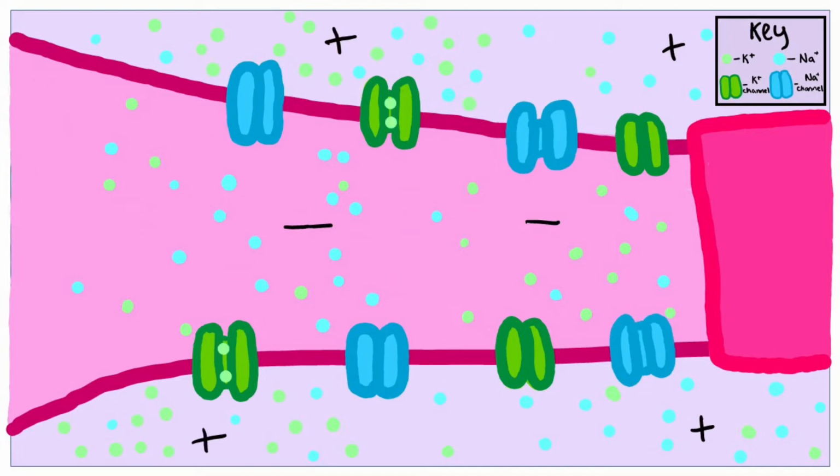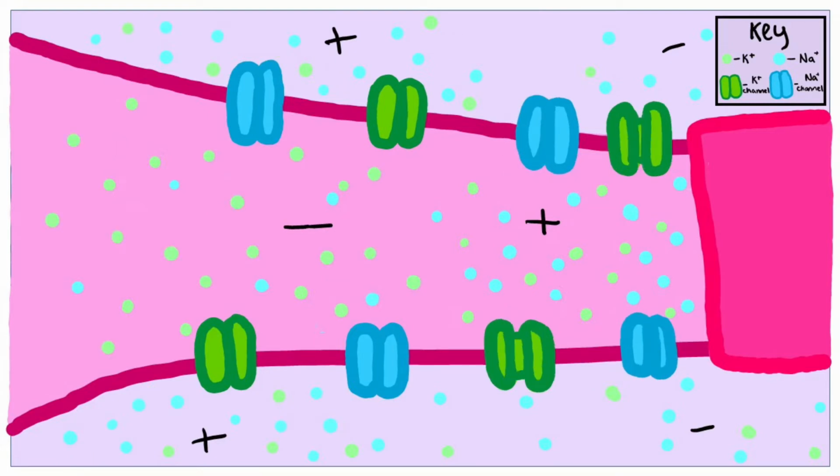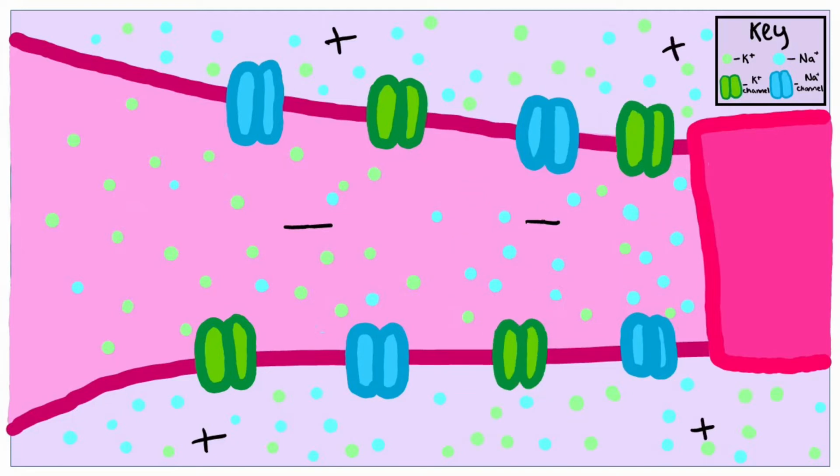Potassium floods out of the cell and returns this section to a negative charge on the inside and a positive one on the outside. At the same time, the process is happening all over again in the next section, with sodium flooding into the cell to depolarize the membrane and potassium flooding out of the cell in order to repolarize the membrane. The neuron's membrane also contains sodium-potassium pumps, which use active transport to pump sodium outside the cell and potassium back to the inside of the cell. This returns the axon to its normal concentrations in order to prep it for a new action potential.